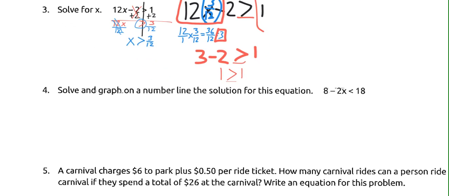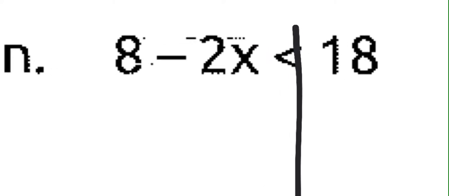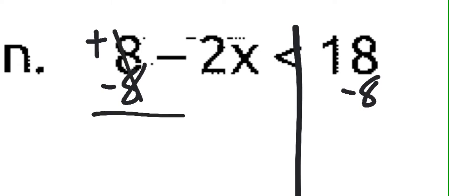All right, for number 4, it says solve and graph on a number line the solution for this equation. So we're going to have to solve this thing, and then we're going to have to figure out how to draw out a number line for it. So I'm going to draw my line down the middle, because that's what we do. I've got to move that 8 away from that x, because I have to start with addition or subtraction. That 8, I know it's not written there, but that 8 is positive. So I'm going to subtract 8 on both sides. These two will cancel out.